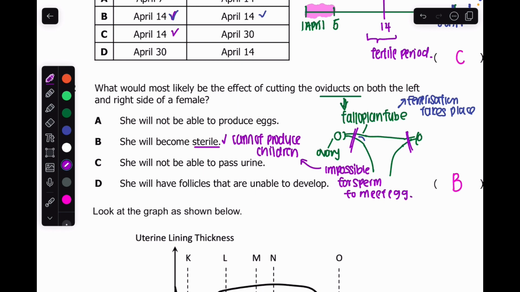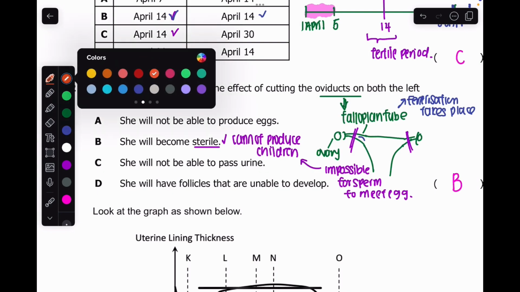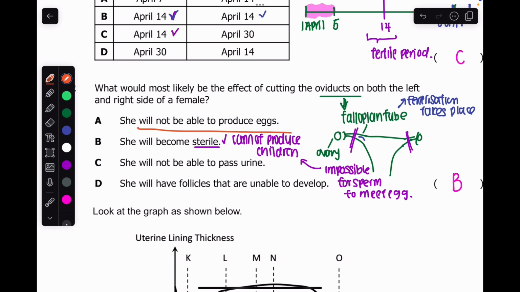Alright, the answer cannot be A. A says that she will not be able to produce eggs. That is not true because the ovaries are still present, right? We are not removing the ovaries at all. So the place where the eggs are being produced is the ovaries. If she still has her ovaries, she still can have eggs, just that the eggs cannot move into the uterus.